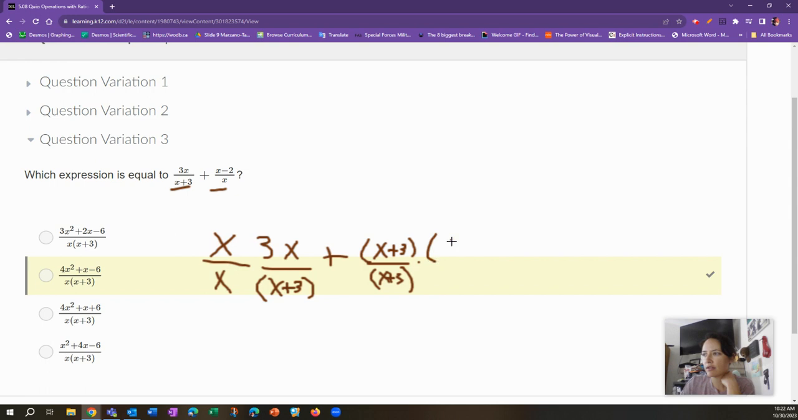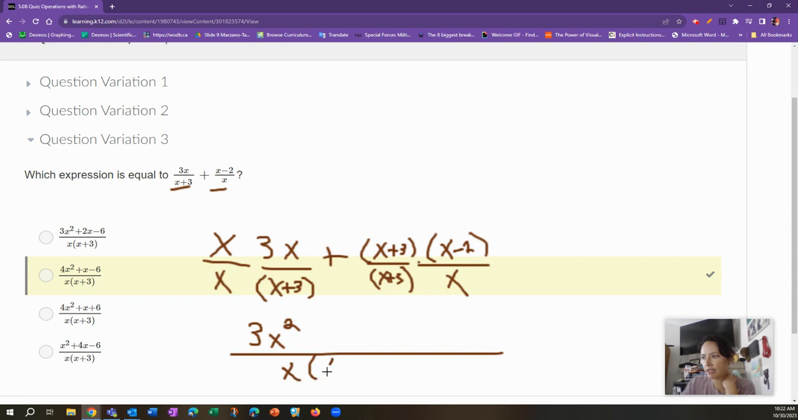Times x minus 2 all over x. Okay, that's the step whenever you add or subtract rational expressions. Same step you would do if it was just regular numbers. So now this will become 3x squared all over x times x plus 3, because now they have the same denominator.